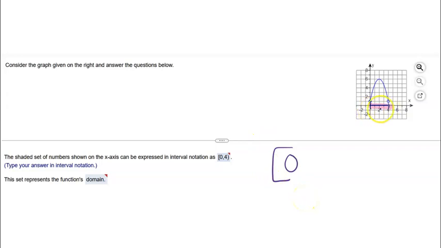Notice everything in between 0 all the way to 4 is shaded in pink on top of their dark black that they use. So it goes to 4. But notice over here at 4, there's an open circle. And that open circle over there means you do not include that endpoint. So that's the answer that's listed right here, the interval 0 to 4 with 0 included and 4 not included.